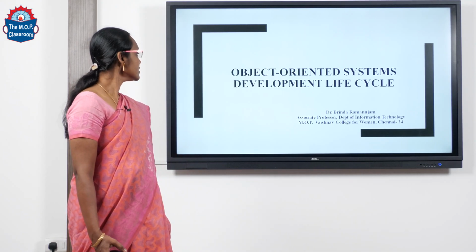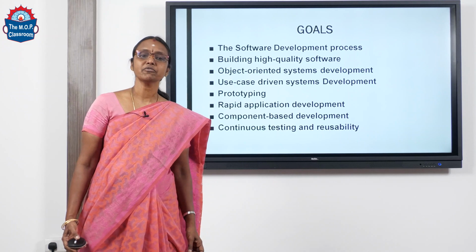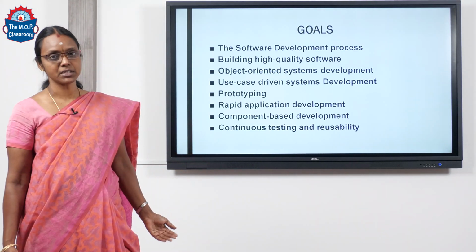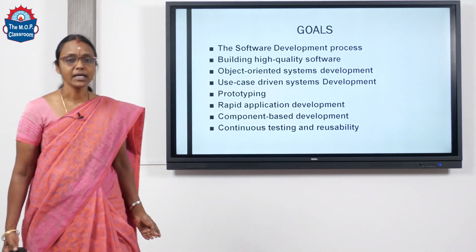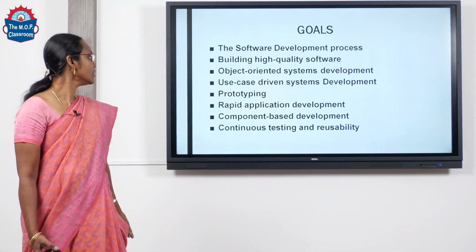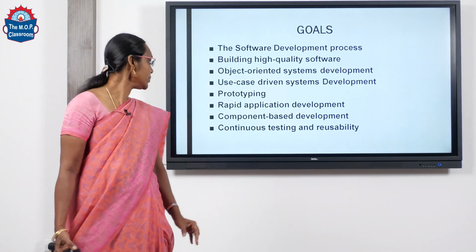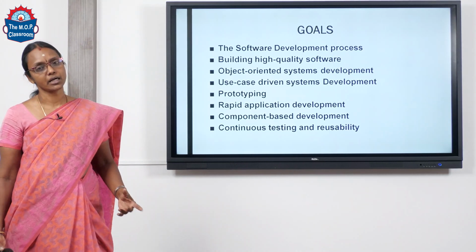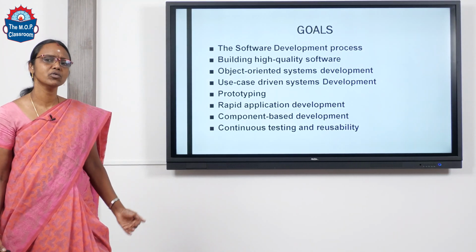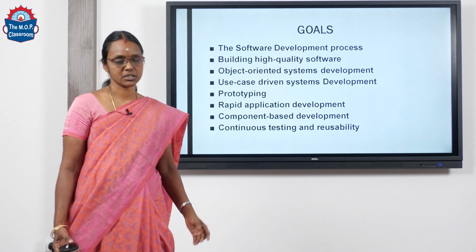The object-oriented systems development life cycle's goals are to check the software development process, the steps in the software development process, building high-quality software, building object-oriented systems development, having a use case-driven systems development approach, building a prototype, rapid application development, component-based development and continuous system testing. These are the goals of an object-oriented software development lifecycle process.